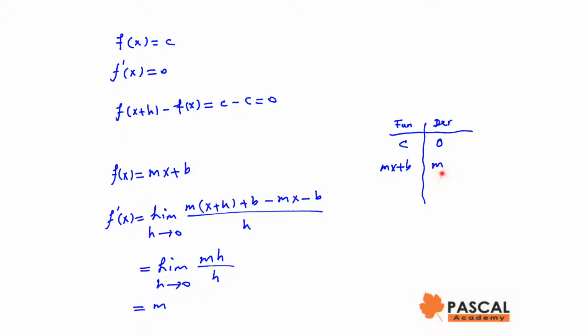Geometrically, the slope of the tangent line at any point to the graph of the function and the slope of the line are the same because the tangent line at any point is the line itself.